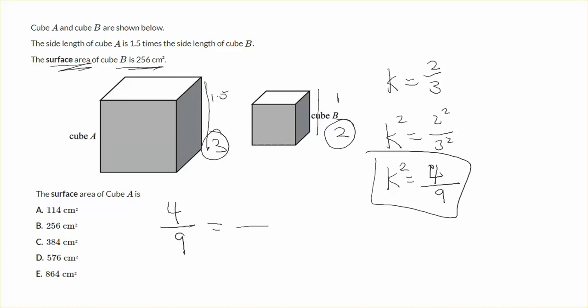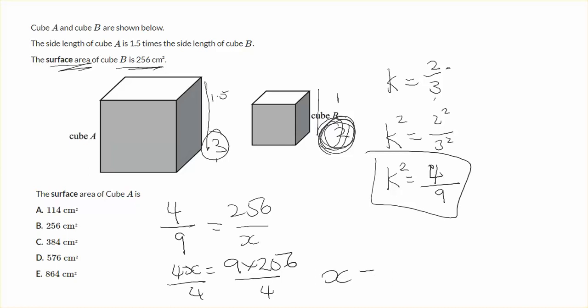Now B was this one, 2, and I put the 2 in the numerator, so I have to put the area of this one in the numerator. And my unknown area is cube A. 3 went in the denominator, the unknown goes in the denominator. Now I cross multiply. 4x equals 9 times 256. Divide by 4 on both sides. And x equals 576. So answer D.